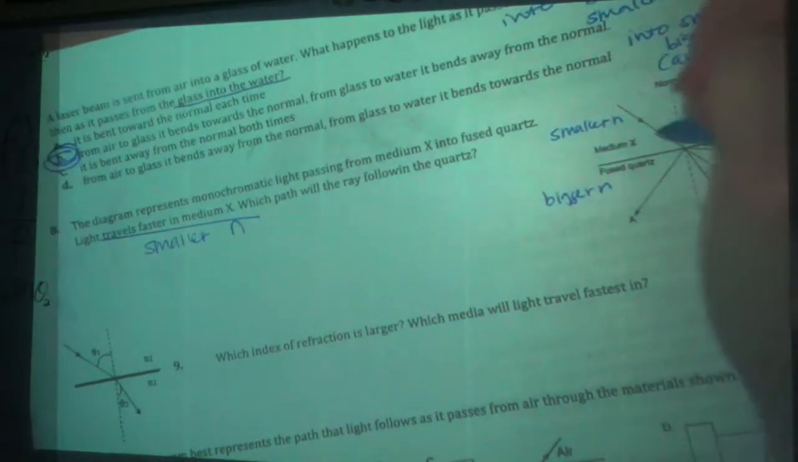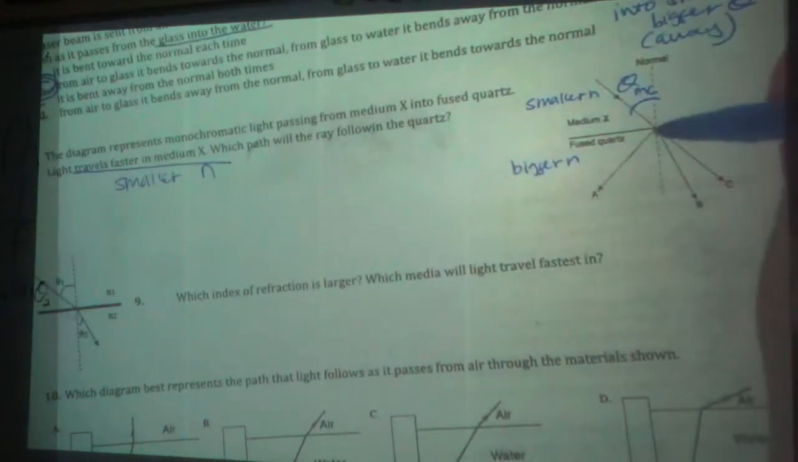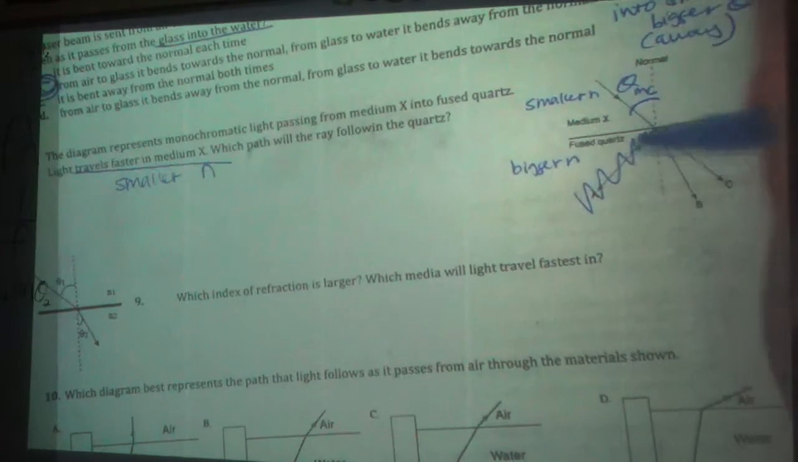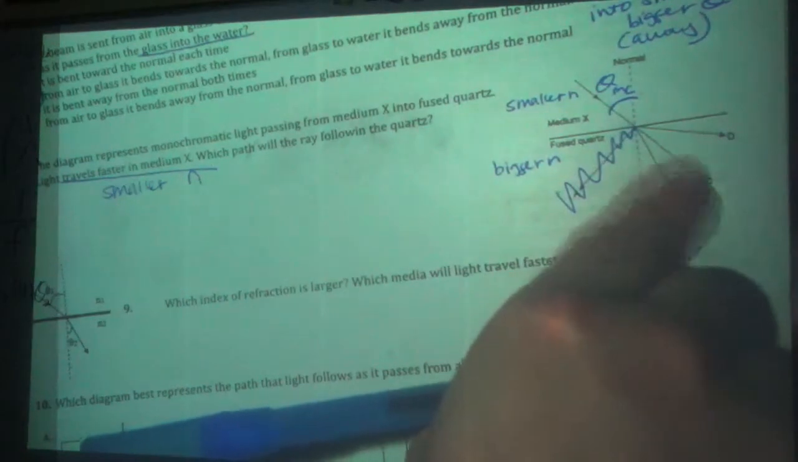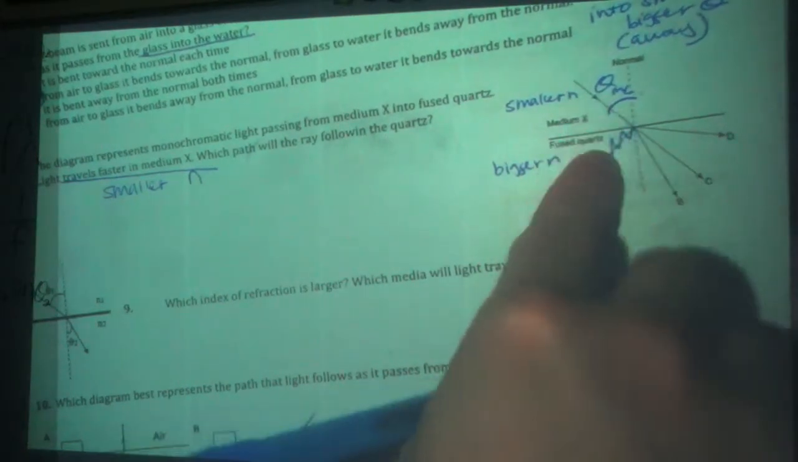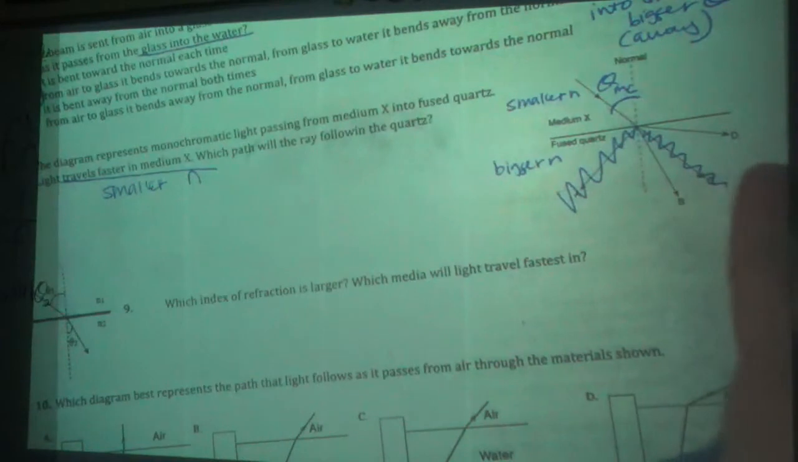And as they come in, this is my angle of incidence. Well, I know it's going to refract. There's no way this is possible, because it always crosses over the normal. So no matter what, I can cross A off. Now this one, C would only be the answer if the medium above was fused quartz, right? If it's going straight through, that means it's the same n, and that's not the case because light travels faster there.